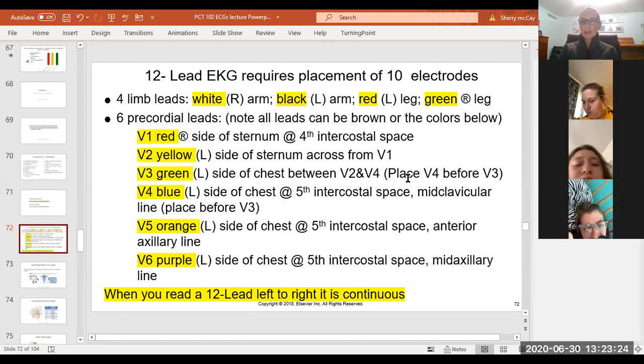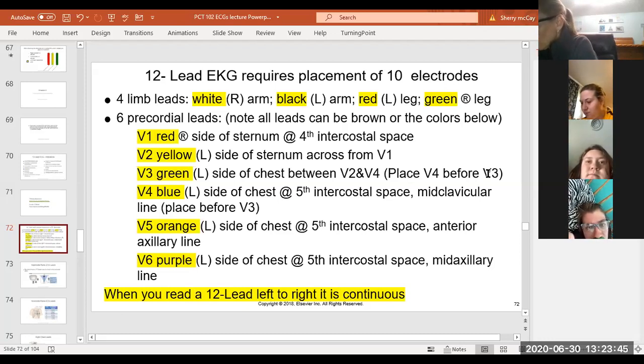Now, I made a note here. It suggests that you actually place V4 before you do V3, and it will be easier for you to figure out where to put them. If you look at the picture, V4 is right under the nipple line, and that way you can place your V3 right between V2 and V4. You'll get your own technique once you get it going, but that's just an idea.